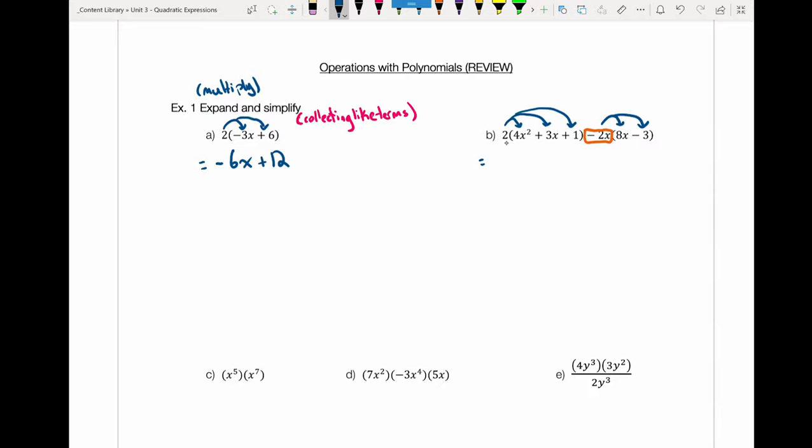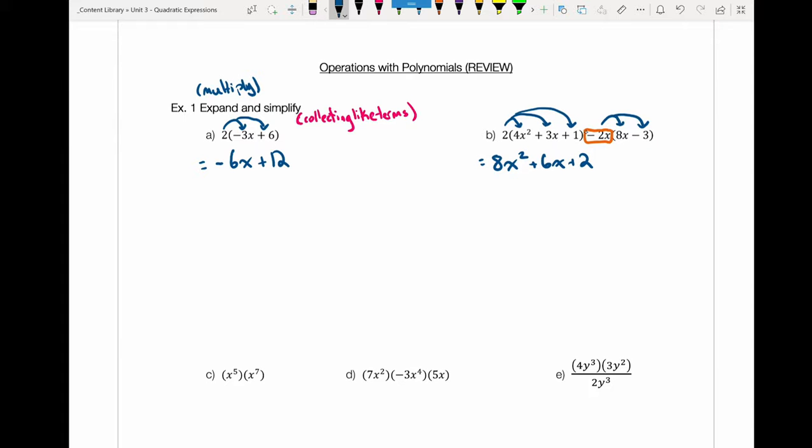So in the first one, 2 times 4x squared is 8x squared. Basically you're multiplying the like terms, so I'm only multiplying the numbers together. The 2 and the 4 is 8x squared. 2 times 3x is 6x. And then 2 times 1 is 2.